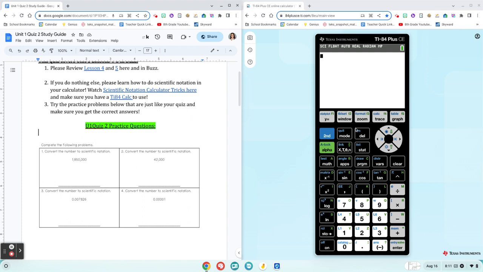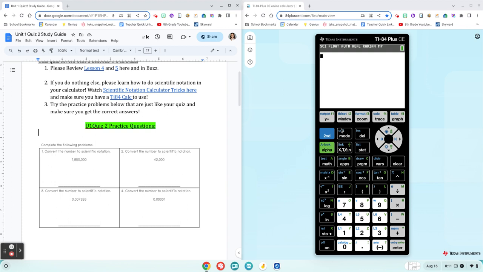And we're going to use the mode button, and we're going to switch back and forth between normal mode and scientific notation mode. All right, so here's a problem type, number 1. Convert the number to scientific notation. You think, okay, scientific notation, I'm going to go to my calculator, and we have 1,850,000.